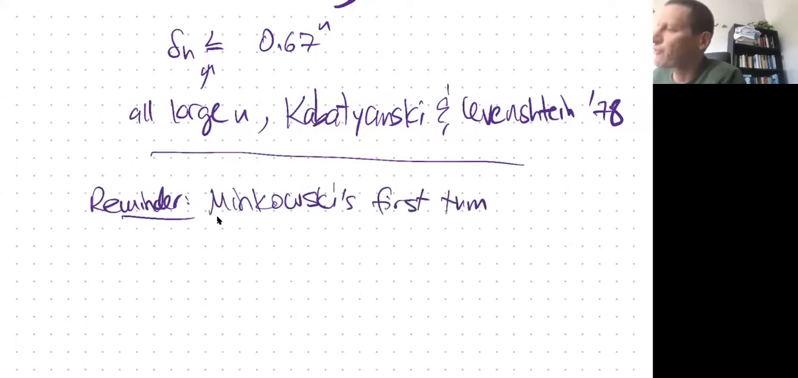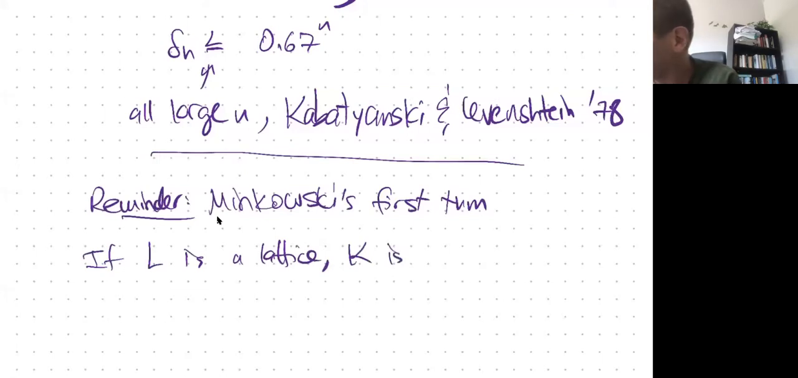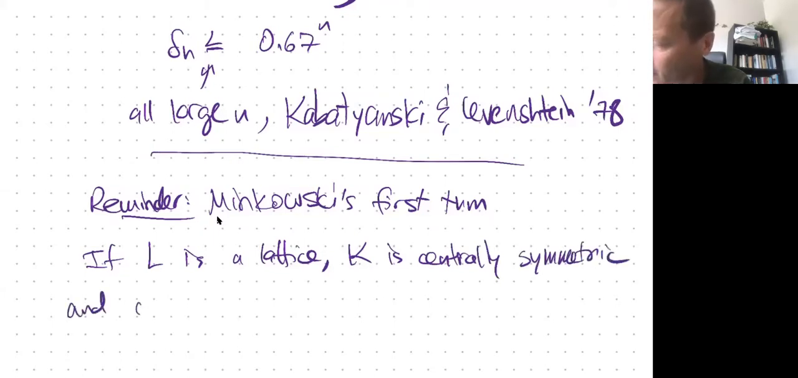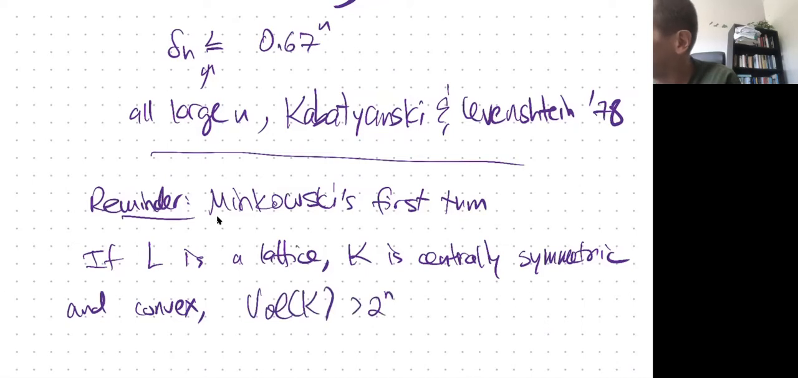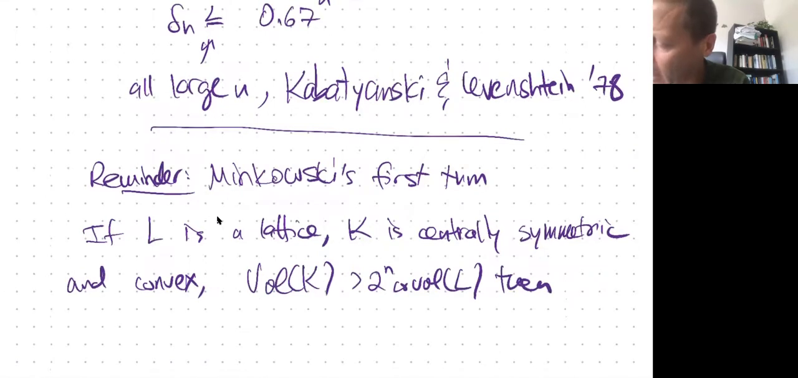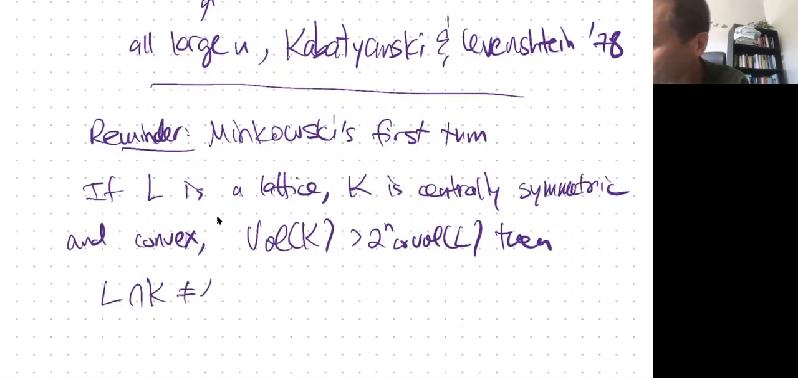The first theorem says the following: if L is a lattice, K is centrally symmetric and convex, and the volume of K is bigger than 2 to the n times the covolume of L, then K contains a non-zero lattice point. So this was Minkowski's first theorem.